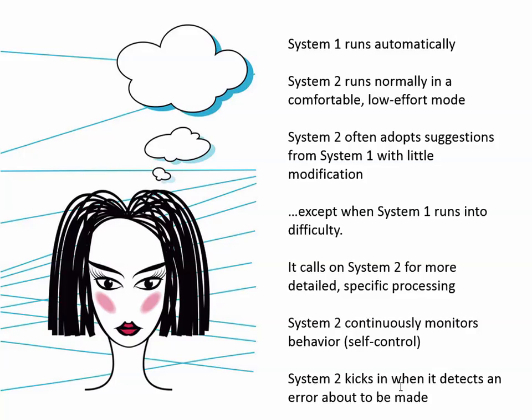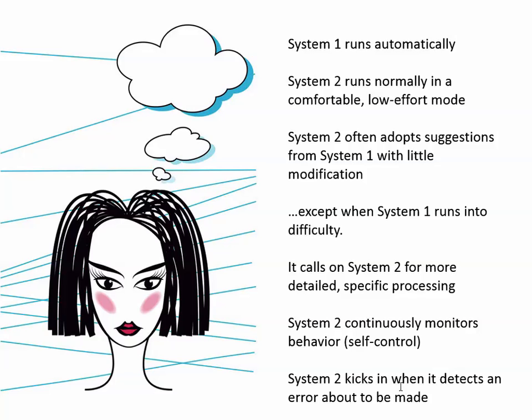System 1 we can't control, and it's going on automatically, right? So we're having emotional reactions, we're making associations. Somebody walked in the room, and I'm going, oh yeah, I know you from yesterday's lunch. I'm doing this automatically. I'm recognizing you because I performed the association. And normally, System 2, your slow thinking, runs in a comfortable low-effort mode.